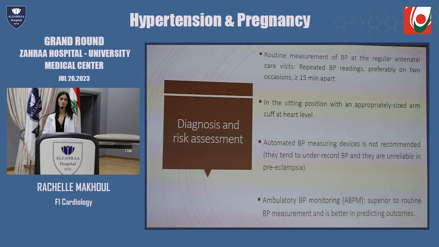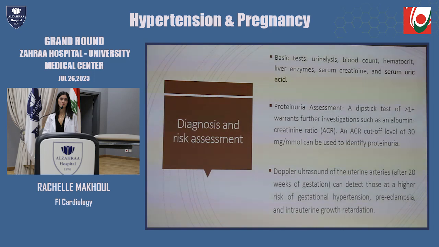it's not routinely done. Now, in each pregnant patient presenting with hypertension, the basic tests that should be done are urinalysis, blood count, hematocrit, liver enzymes, creatinine, and serum uric acid, because hyperuricemia was found to be associated with increased maternal and fetal risks. Proteinuria assessment should be done in each pregnancy, early in pregnancy, to detect any pre-existing renal disease, and in the second half of pregnancy to search for preeclampsia.